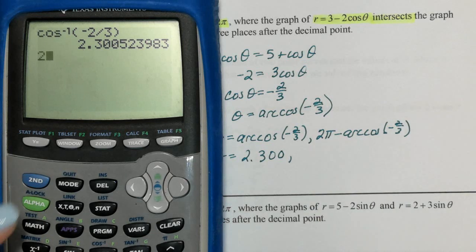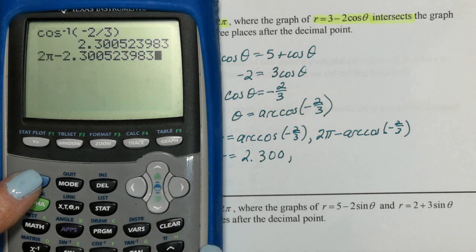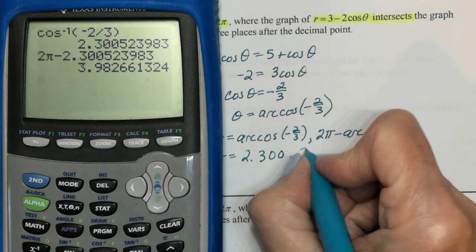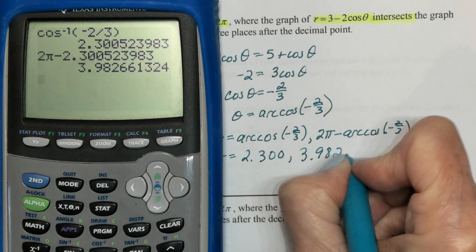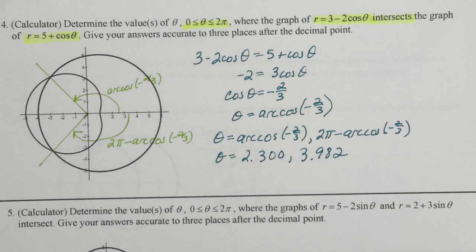And then we'll have 2 pi minus that value. I'm just going to scroll up, grab it, 3.982. First 3 you see. Works for me and AP. Okay?